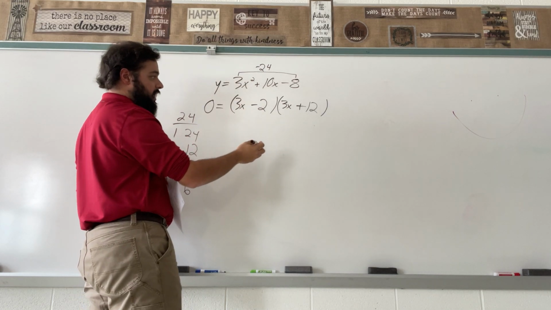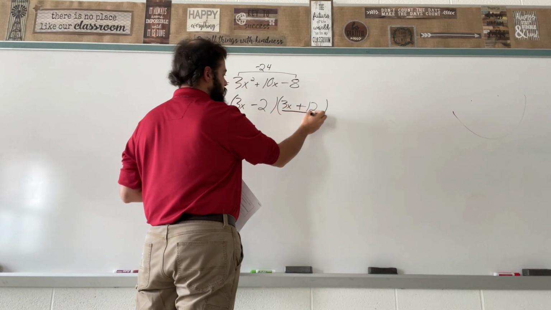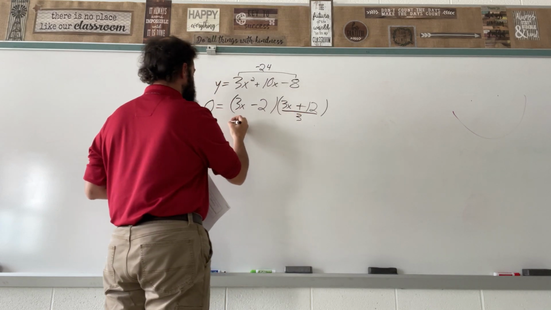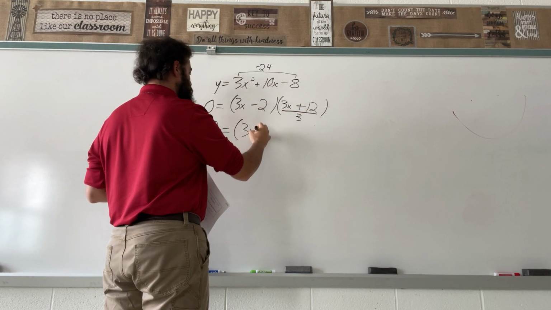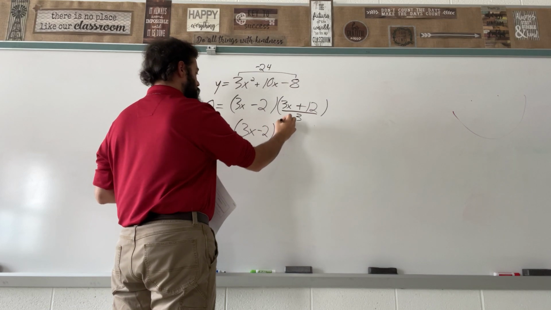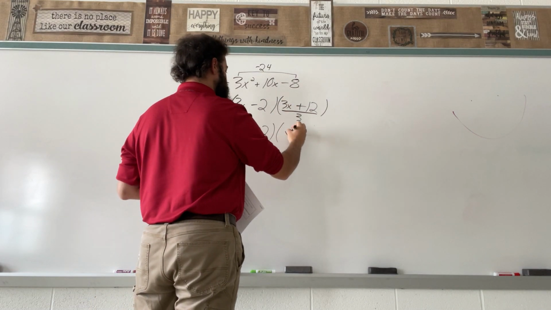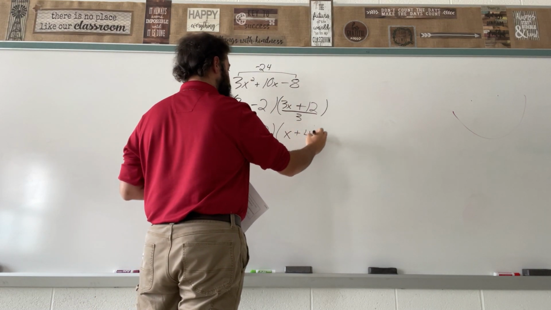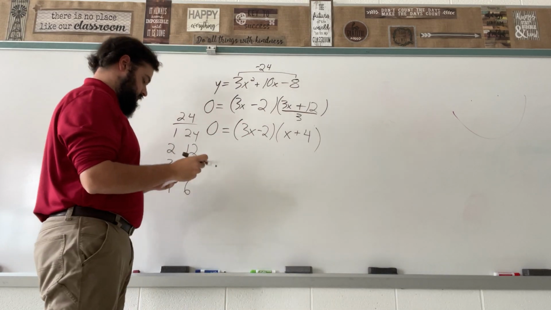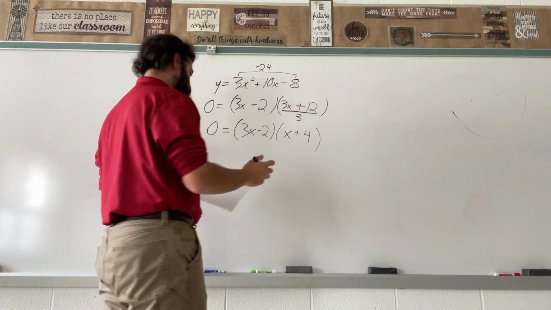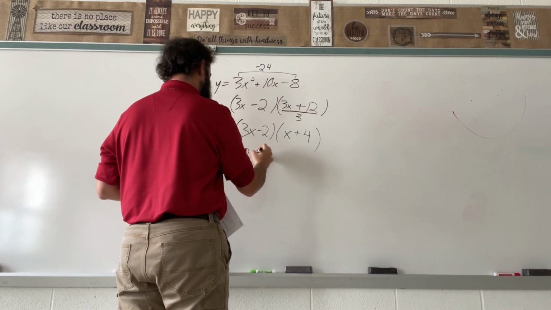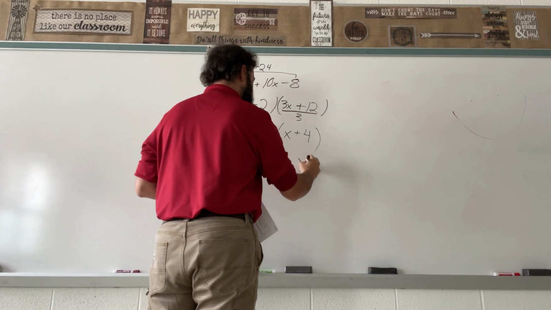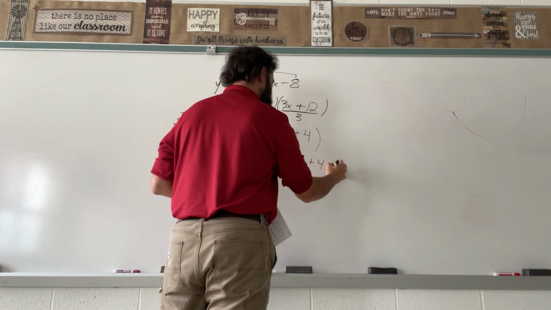Between 3 and 2, we have none. Between 3 and 12, we've got a 3. So we end up with our final over here, 3x minus 2 multiplied by x plus 4. So now we have to set these equal to 0. So either 3x minus 2 equals 0 or x plus 4 equals 0.